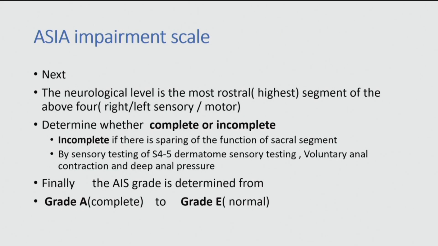So, next the neurological level is decided: it is the most rostral of the 4 levels we have assessed, that is right and left, both sensory and motor. And you determine whether it is complete or incomplete by whether there is sparing of the function of the sacral segments. That is the sensory testing of S4, S5, the voluntary anal contraction and the deep anal pressure. So, finally, the ASIA impairment scale grading is determined from grade A to grade E.